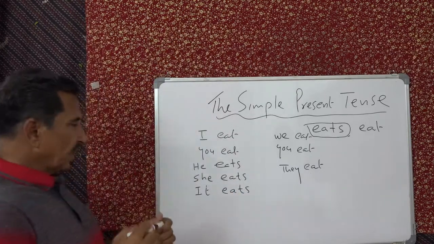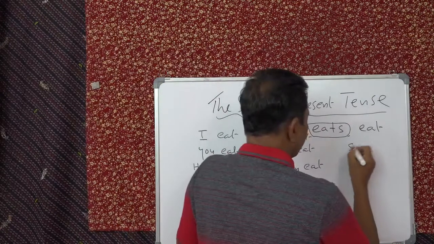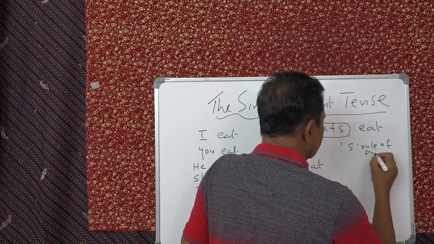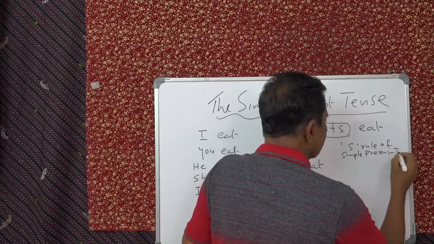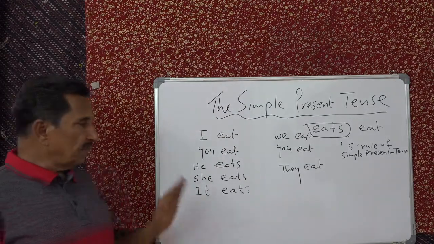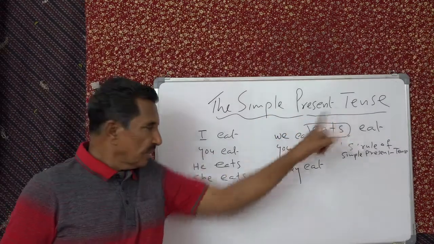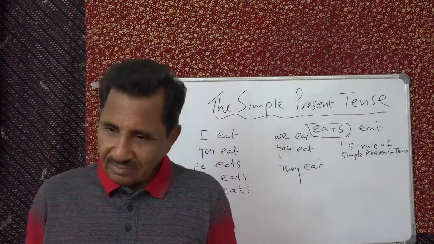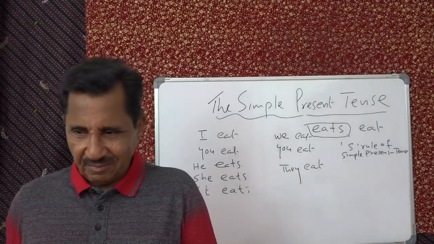And we have seen this is the S rule of the simple present tense. So what does that mean? That means if the subject is third person singular, in the simple present tense, the verb takes S at the end, no other places. You get it? Simple, simple. And I think we have seen this in the last class, isn't it?